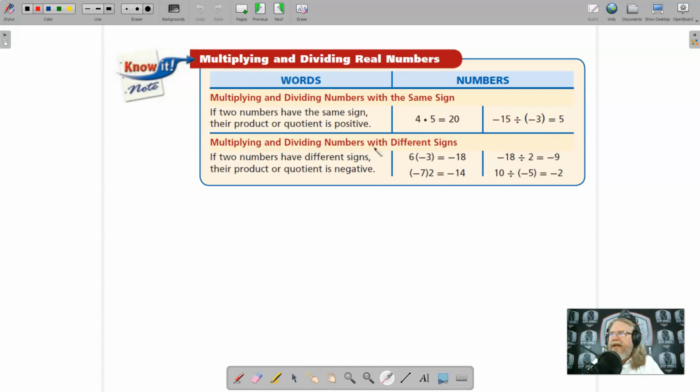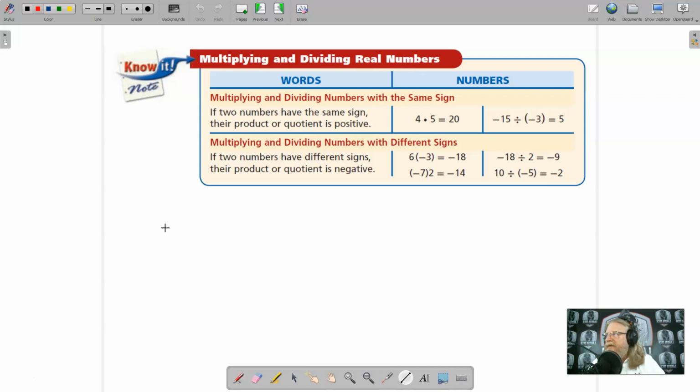Now, multiplying and dividing numbers with different signs works a little differently. If two numbers have different signs, their product or quotient is a negative number. So here's a couple examples. We have a positive times a negative, and that equals a negative. And here we have a negative that comes first this time. Negative times positive equals negative. Same works for division. Take a negative number, divide it by a positive number, we get a negative answer. And likewise, if you take a positive number, divide it by a negative number, then you're going to get a negative answer as well.